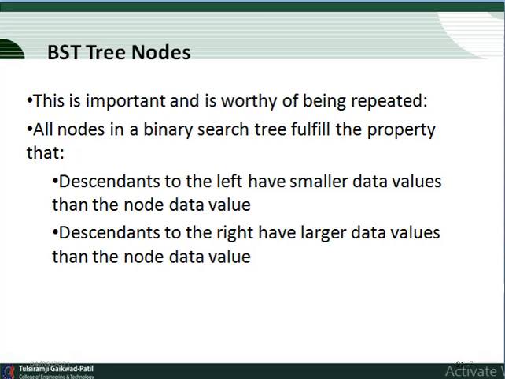BST tree nodes: this is important, and it is worth repeating. All nodes in the binary search tree fulfill the property that descendants to the left have smaller data values than the root node, and descendants to the right have larger data values than the root node.